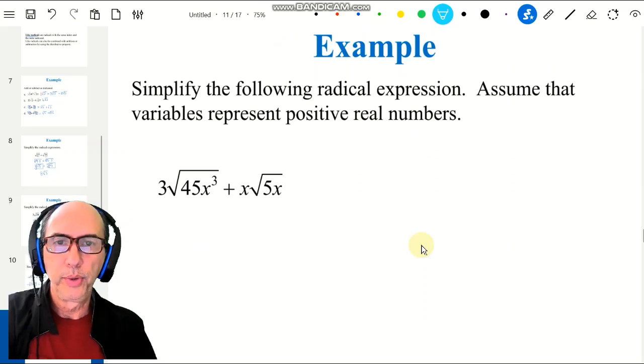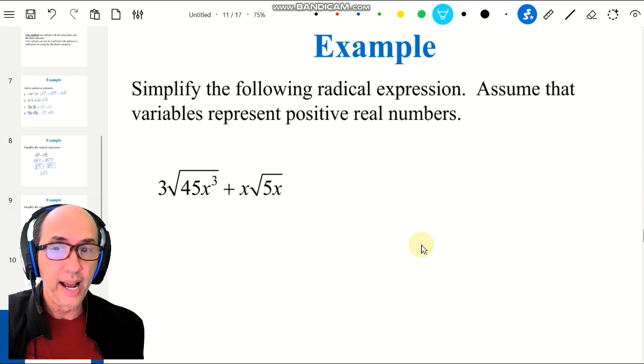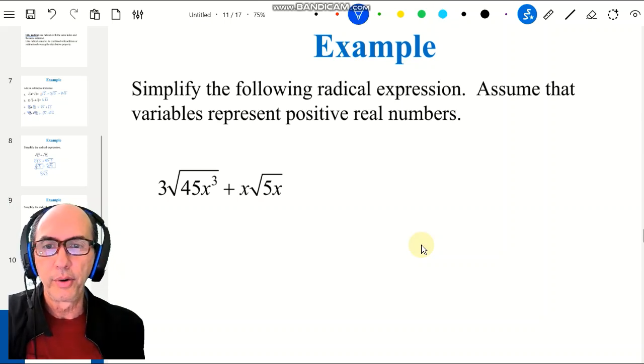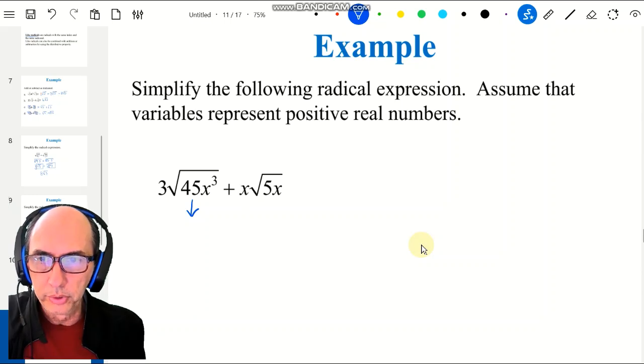Simplify the following radical expression. Since we are working with variables, we are assuming that all the variables represent positive real numbers, so we don't need to be worried if they are negative, if they will cause some kind of problem. But no, they are all positive, don't worry about it. Let's try to simplify. Basically, again, since we have square roots, we will try to find a number that's a perfect square.